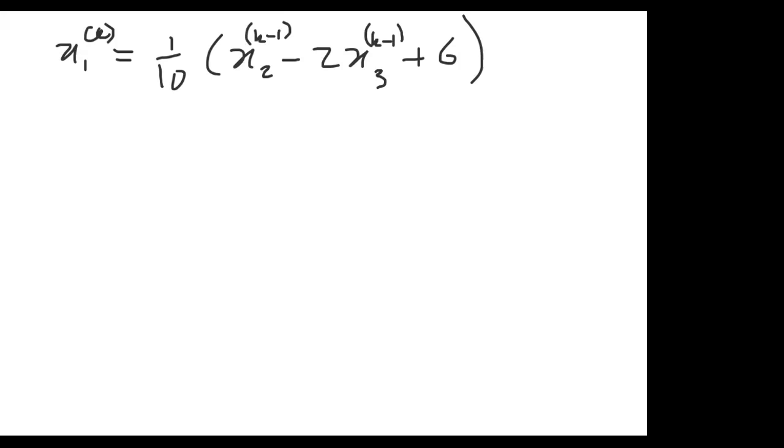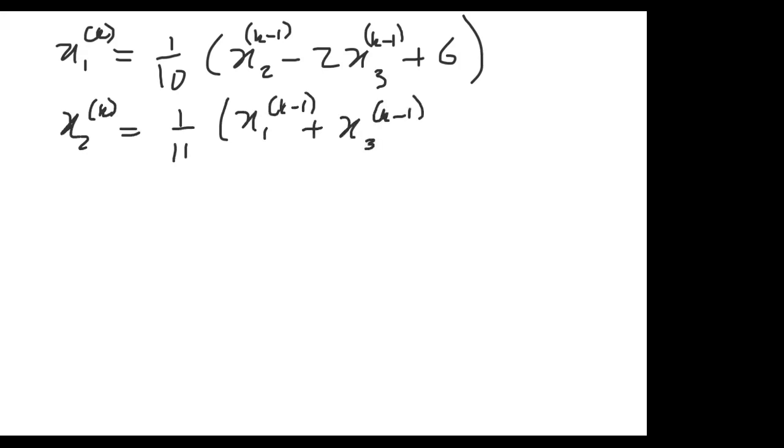And then I'll do the same to the second equation. I'll make x2 the subject of the formula now. If you do that, you'll see that it gives you 1 over 11, then x1 k minus 1, plus x3 k minus 1, minus 3 x4 k minus 1, plus the 25, right?